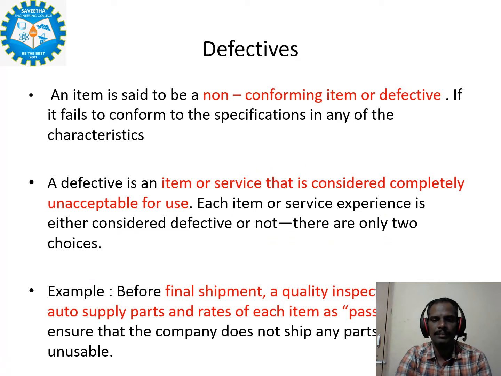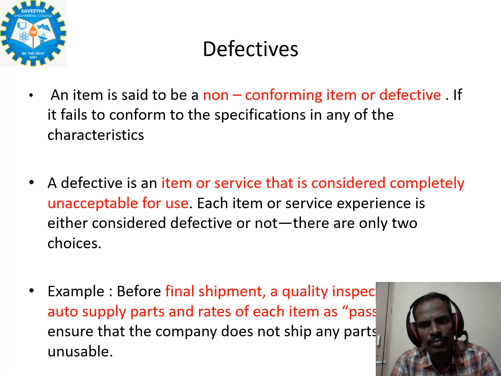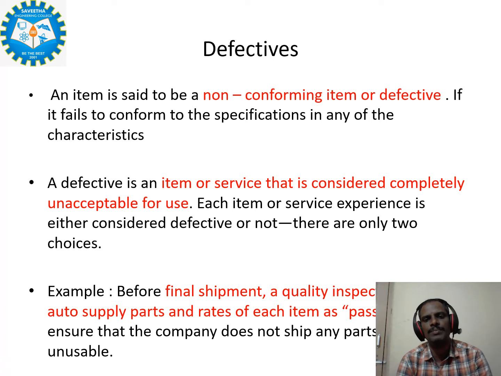Whereas for defectives, an item is said to be non-conforming, and the item is defective if it fails to conform to the specifications in any of the characteristics. So the item or service is considered completely unacceptable for use. That means the total process will be recycled or rework will take place for the defectives.